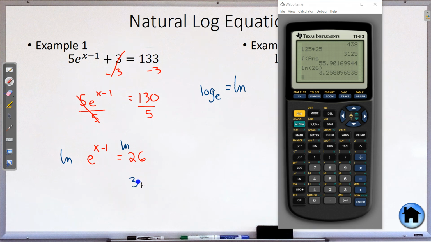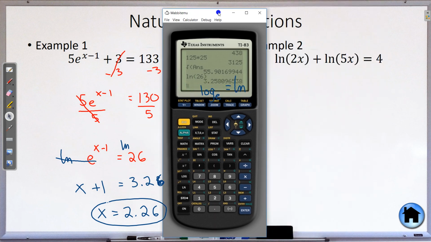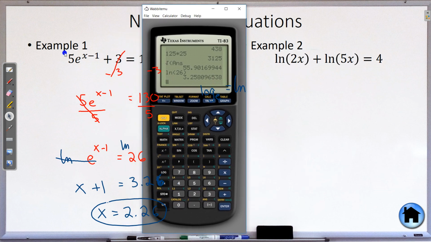So we get 3.256, round that up, is equal to the natural log, and the e cancels out. You get x plus 1. Subtract the 1, x is equal to 2.26. So this ln, this natural log, is the opposite of an e. It's very important. It pops up a lot, which is why it shows up on the calculator. And so that should also help us on this one as well.